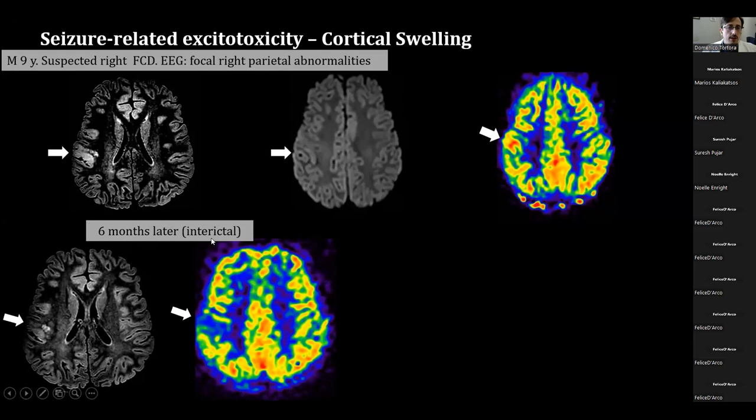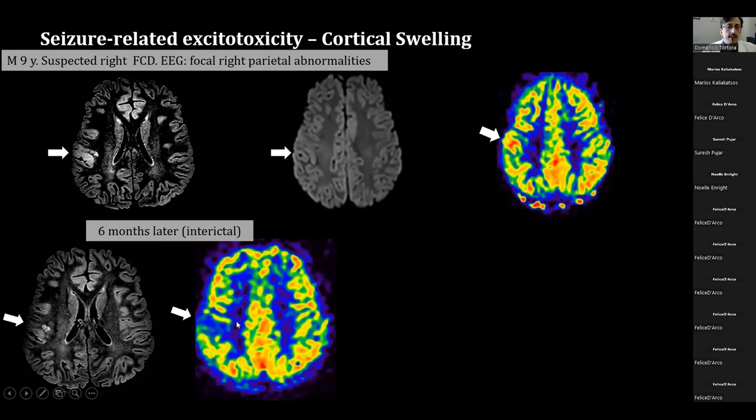And you can see that the swelling of the cerebral cortex was no longer visible; the lesion in the subcortical portion of the white matter remains. The perfusion weighted image was completely changed. Now we see a focal region of hypoperfusion.